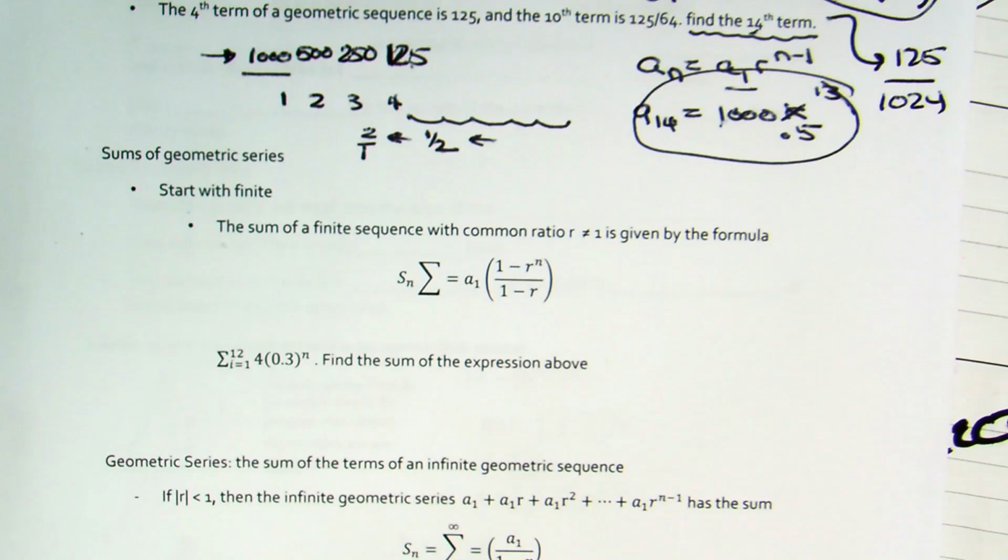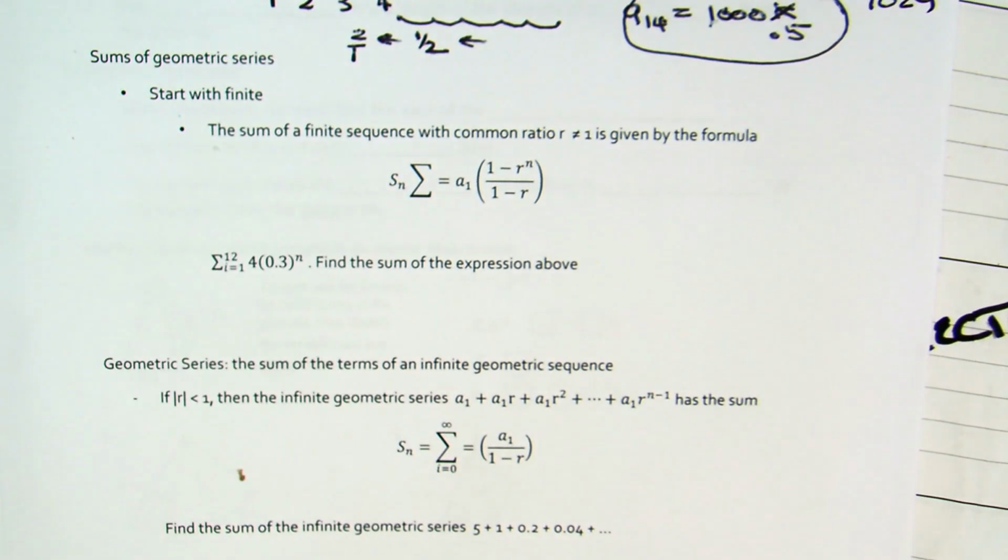All right. So let's talk about the sums of geometric series. We start with finite. The sum of a finite sequence with a common ratio r not equal to 1 is given by the formula S of n summation equals a to the 1 times 1 minus r to the n over 1 minus r. So we need the first term. We need r, we need how many terms there are, and we're just going to simply plug into that formula.